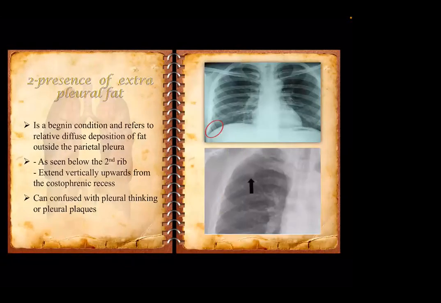Presence of extrapleural fat is a benign condition and refers to relatively diffuse deposition of fat outside the parietal pleura. It is seen below the second rib and extends vertically upward from the costophrenic recess, and can be confused with pleural thickening or pleural plaques.